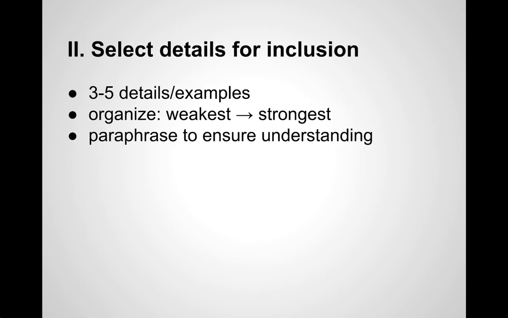Once you've done that, the next thing to do is to select the details that you're going to include in your writing. This should be just in notes or a brainstorm format as you're organizing information. Three to five details or examples usually works the most effectively. You want to organize those from the weakest examples to the strongest examples. And I mean weakest as in those that will answer the question but not as well as some others. The ones that answer the question really well are going to be your strongest examples.